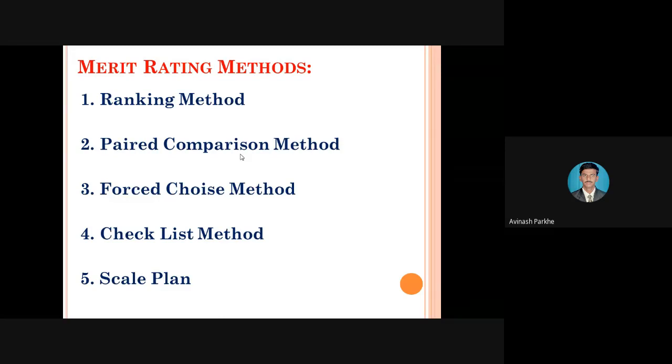In the case of a checklist method, some standard questions are defined, and based on those questions, the ratings will be given to the operator, where the operators and workers give the answers, and based on their answers, or whatever answers they have given, the ratings will be given. And the last method is called the scale plan.